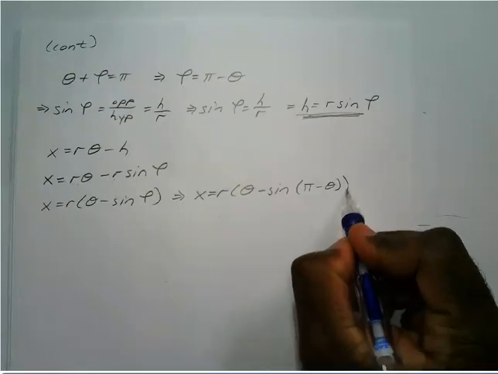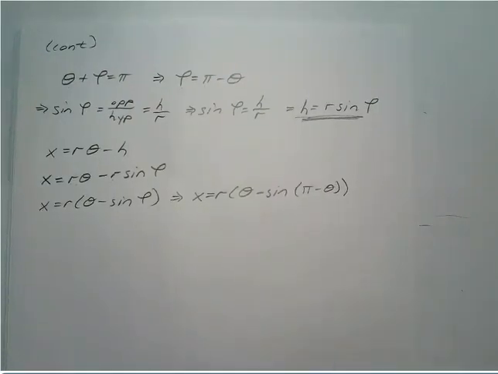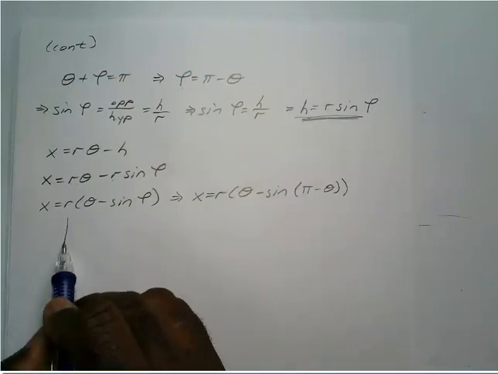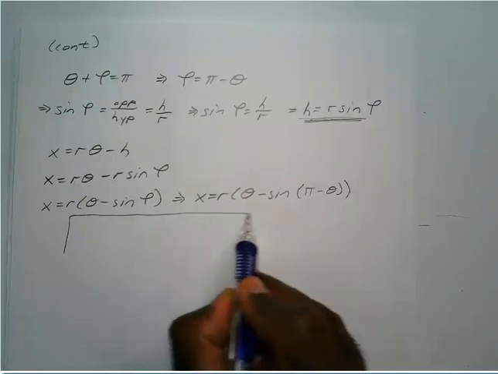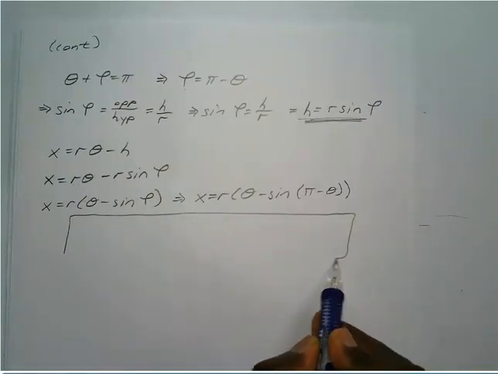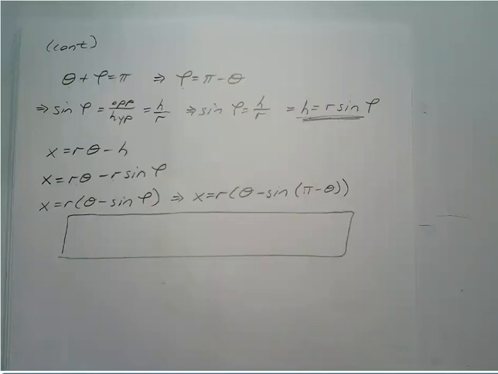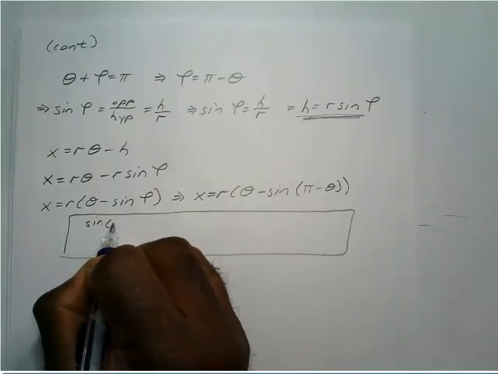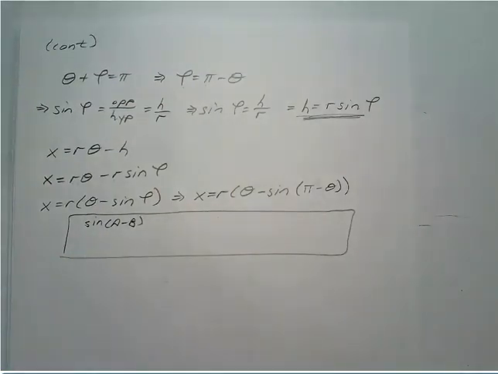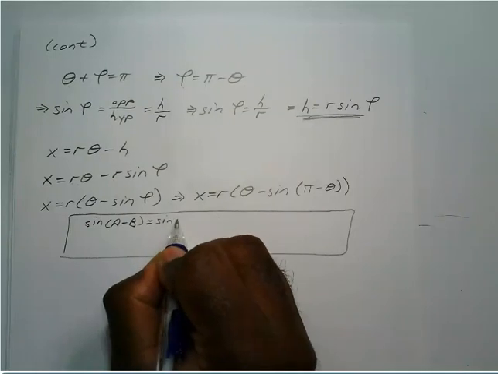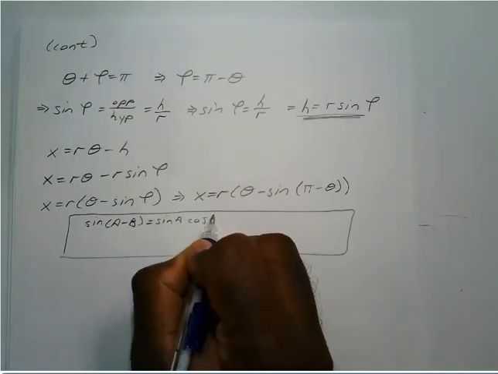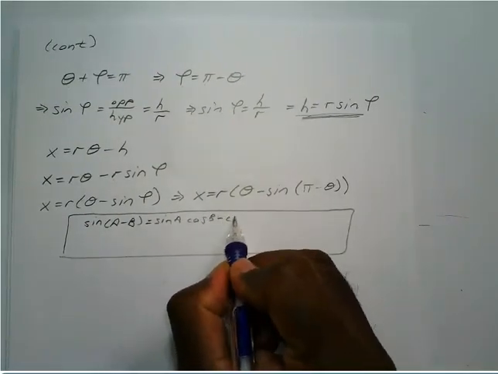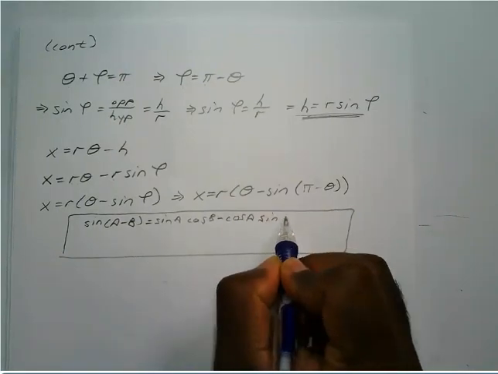Oh, I got to close off my, there we go. Okay, so why does this help? Because, let me draw a little box here to separate our notes somewhat. Okay, so why does this help? That is because sine of A minus B is equal to sine A cosine B minus cosine A sine of B.